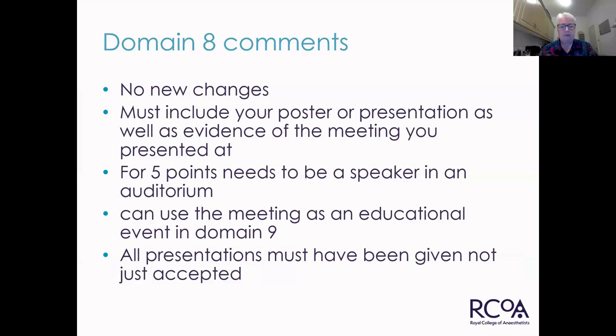Some people ask us if I've attended the meeting as well as presented my poster, can that count as an event in domain 9? Yes, it can, provided you've got the evidence that you've attended the meeting as well as the poster presentations. And all presentations must have been given, not just accepted. So unfortunately, there's always going to be a cut-off for that. You actually have to have given the presentation.